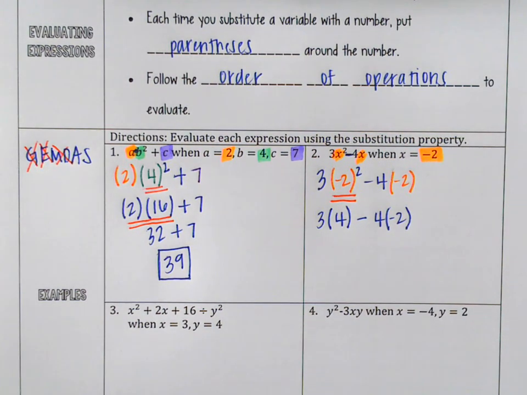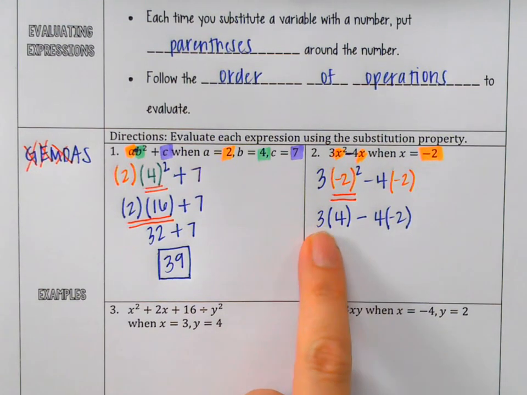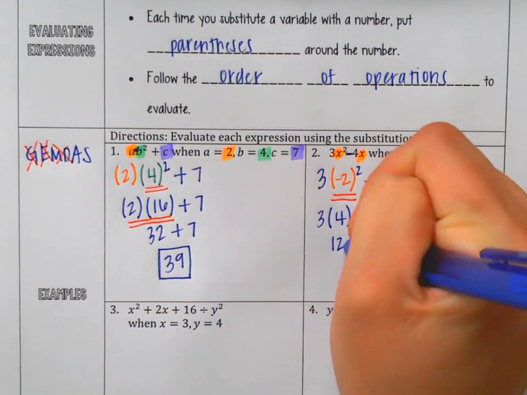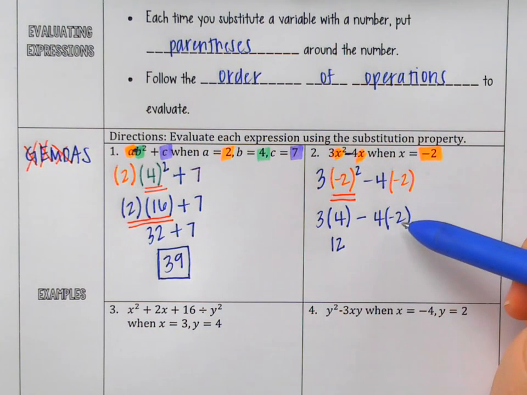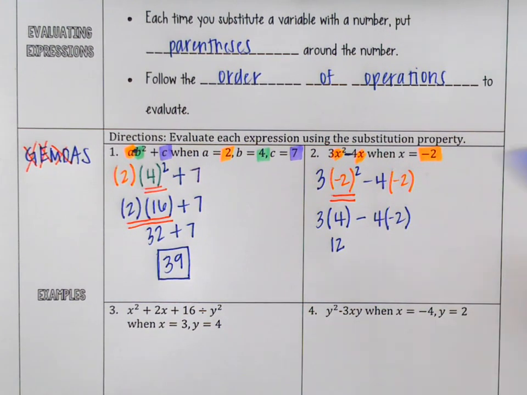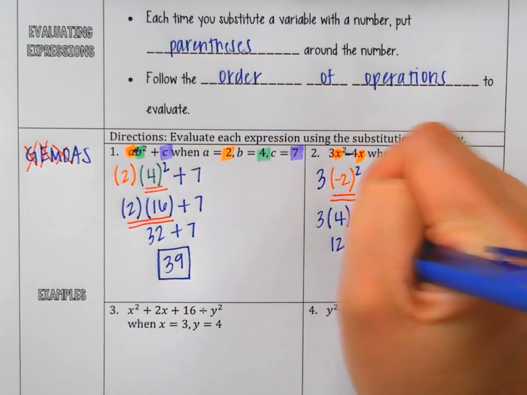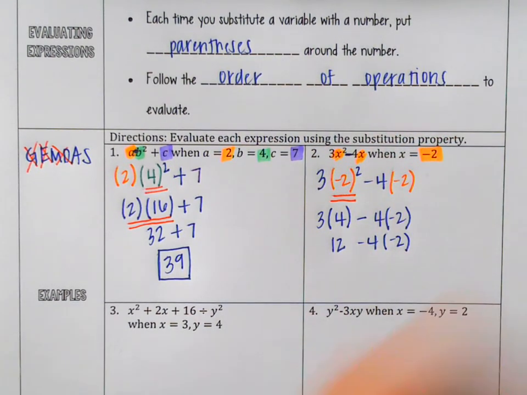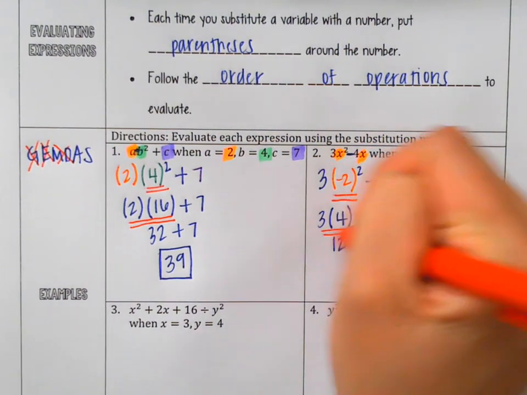Okay, so then I've done my exponents. I'm going to multiply and divide from left to right. So I'm going to start here. 3 times 4. 3 times 4 is 12. And if you want to do this in the next step without copying everything down again, you can. I'm just going to copy everything down so I can show you step by step, but if you don't need to do that, that's totally fine.